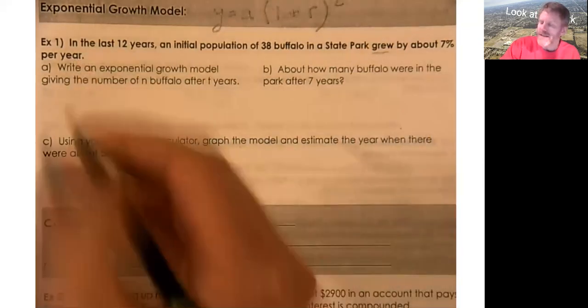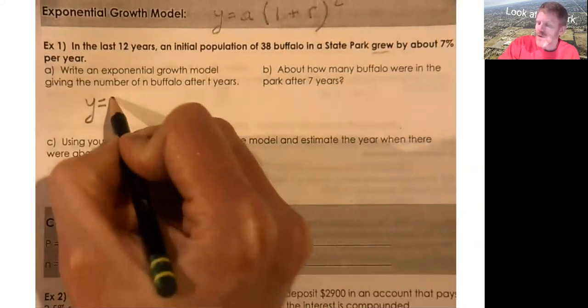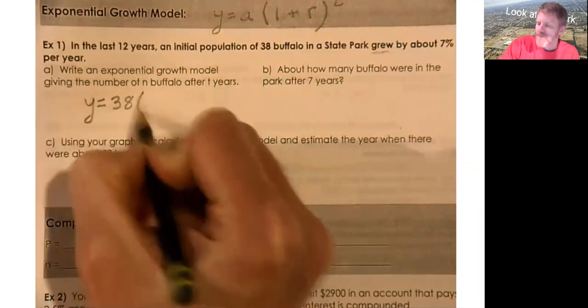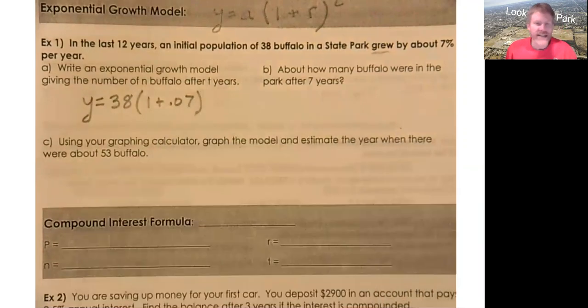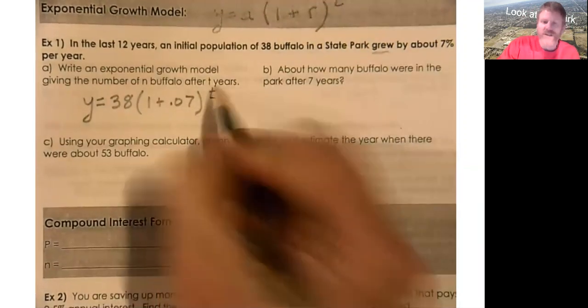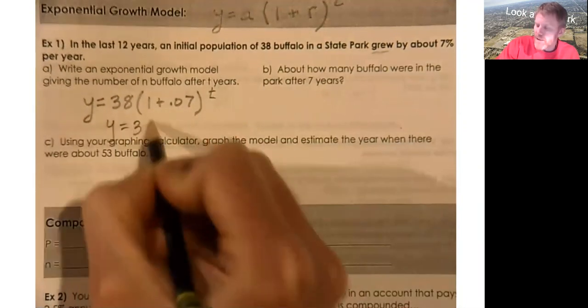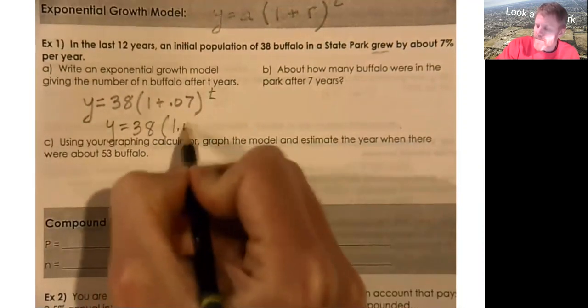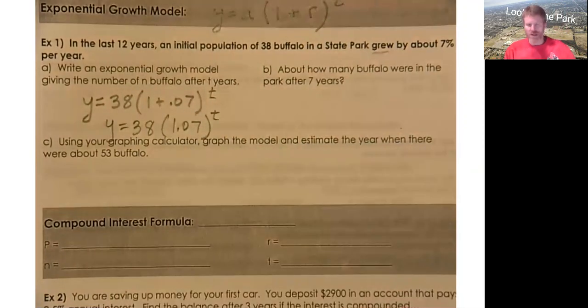So if it's growing by 7% per year, we're starting out with 38 of them. 1 plus 0.07, because that stands for 7%, but it's the decimal version of that percent. For T years. So we can simplify that down a little bit as 1.07.